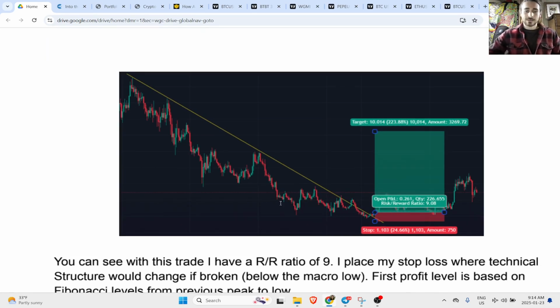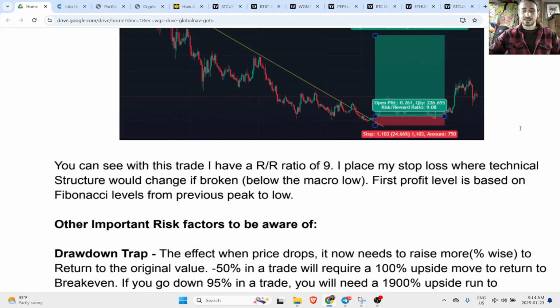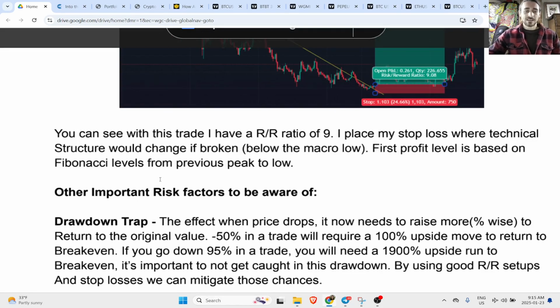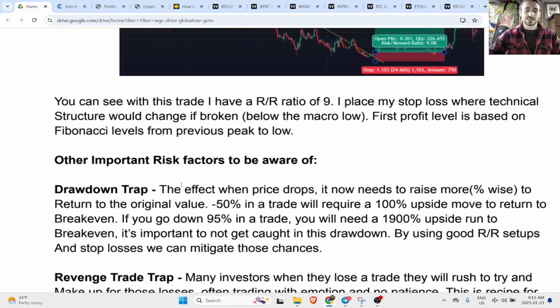So obviously with this risk-reward ratio of 9, place the stop loss where structure would change if broken. If we came back and broke these lows here, it would actually change the structure of the market on the lower time frame and just make it riskier. So that's why you place your stop loss there under support. It just makes sure you're out of that trade if there is an expected continued downtrend.